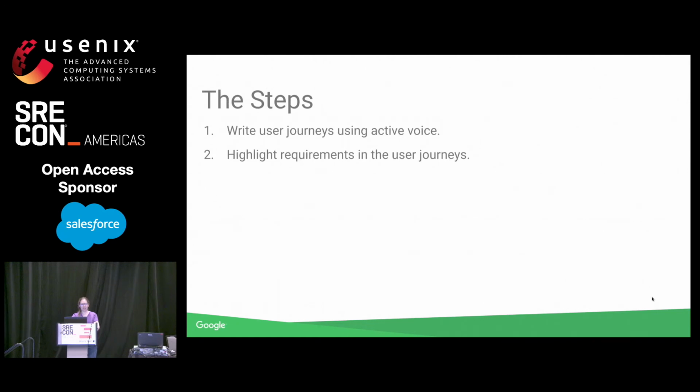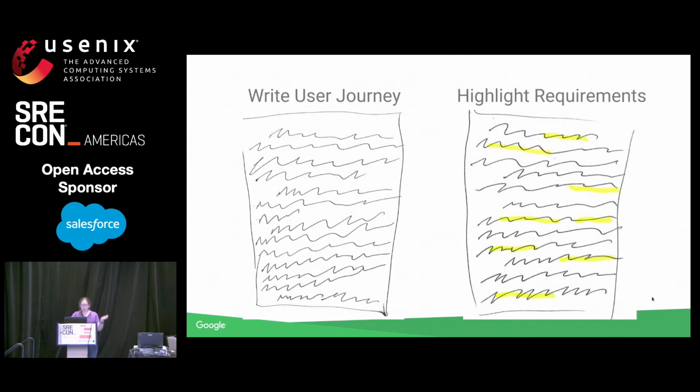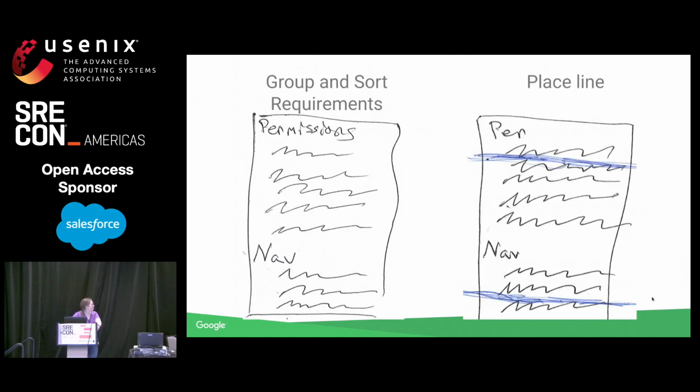Note that I forgot to mention that when you sort and place the line, you may have only one requirement in, say, permissions, but here you have 2 in navigation above the line. Each line is for that specific area.